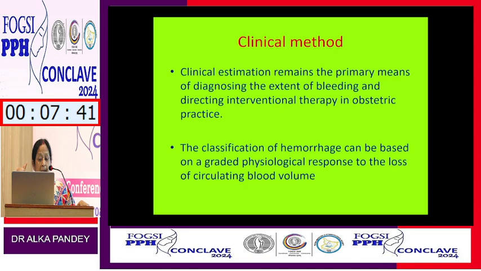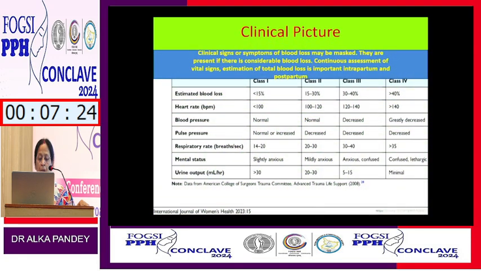Now the second method is the clinical method. Clinical estimation remains the primary means of diagnosing the extent of bleeding and directing interventional therapy in obstetric practice. Classification of hemorrhage can be based on a graded physiological response to the loss of circulating blood volume. And here in this slide, you can see that it needs almost 30 to 40% of blood loss before the blood pressure decreases and the pulse pressure is also decreased. So a large volume of blood loss must occur before the clinical signs become evident.